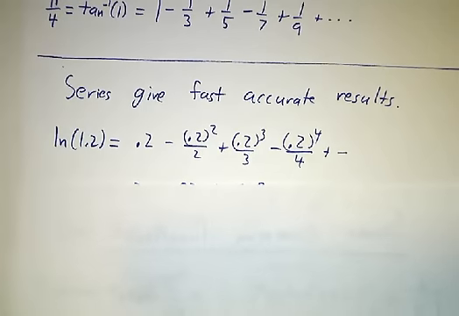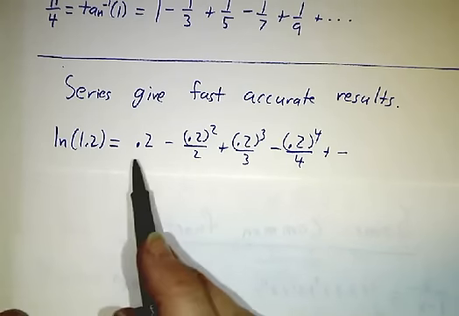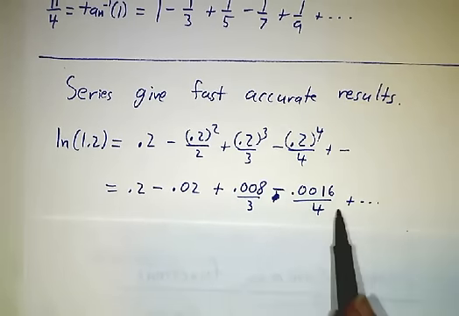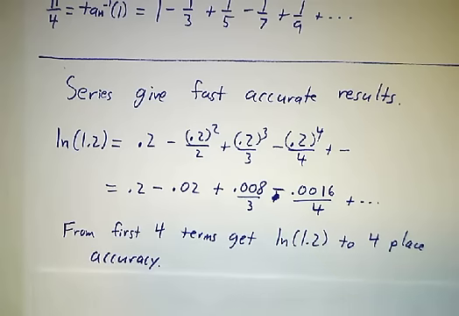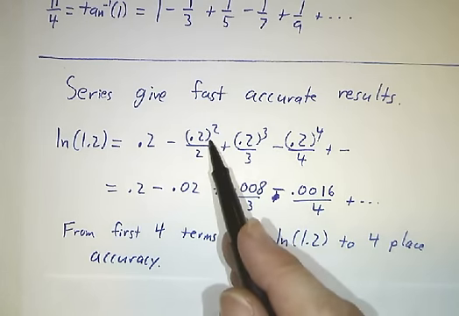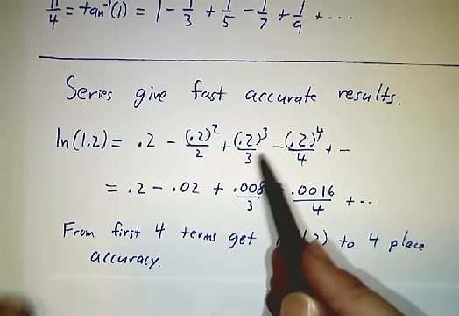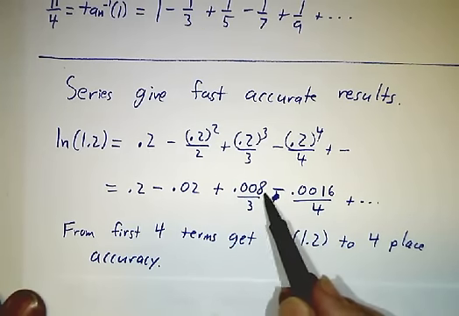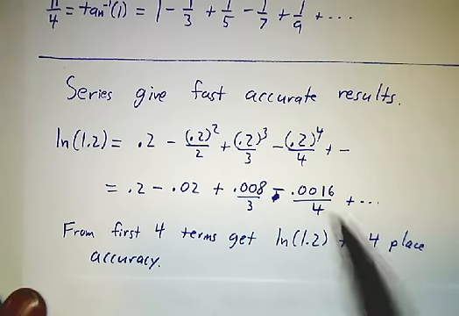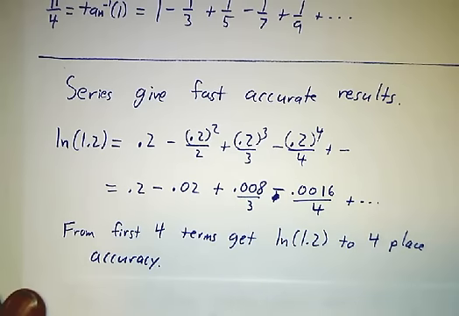The moral of the story is that series give you really fast and accurate results. If you want to know, say, the natural log of 1.2, boom. All I need to do is write out the first 4 terms, and I'm going to get the natural log to 4 decimal place accuracy. And computing the first 4 terms is just basic arithmetic. 0.2 squared is 0.04, divided by 2, that's 0.02. 0.2 cubed is 0.008, divided by 3, you can do that. 0.2 to the fourth is 0.0016, divided by 4 is 0.0004.